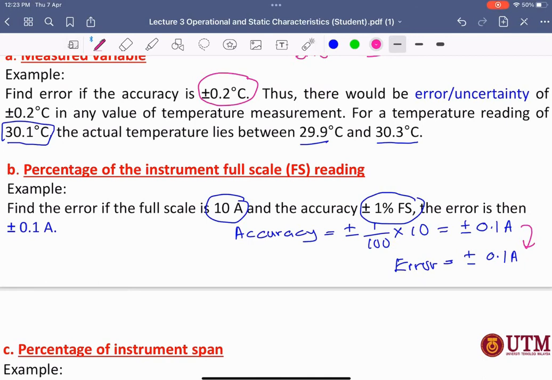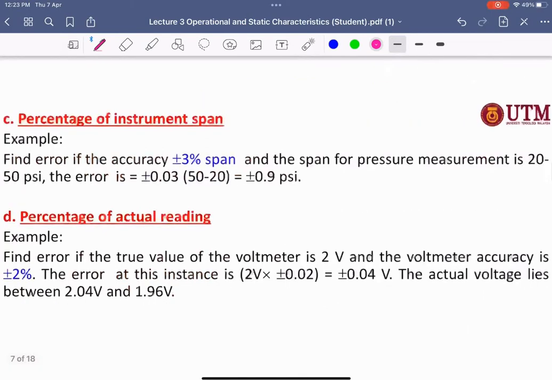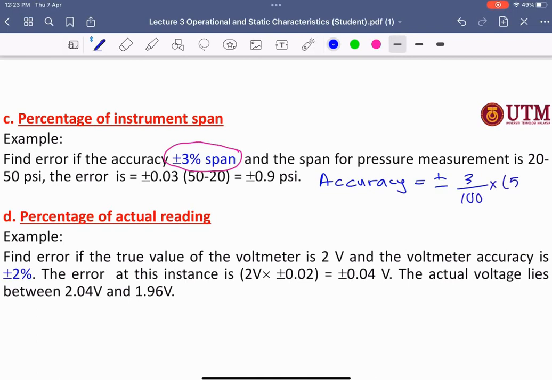This is the difference: the accuracy will have different representations, for example full scale and so on. Some manufacturers put plus or minus percent span, so you need to find the span first. This means the accuracy equals plus or minus 3/100 times the span. Where do we find the span? 50 minus 20, for example, the maximum minus the minimum. Then you get plus or minus 0.9, in this case PSI. So now the error equals plus or minus 0.9 PSI.